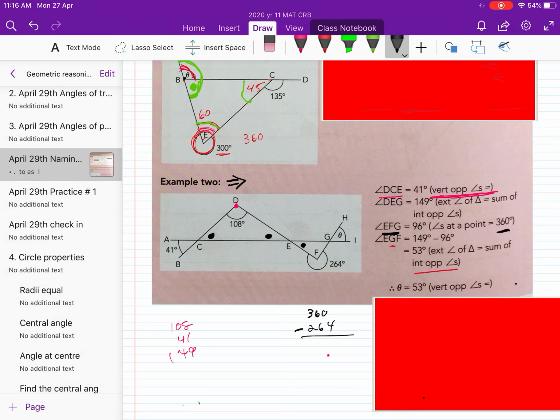So here I can do angles in a triangle add to 180. Then I can do vertically opposite angles to find that. Then I can get EFG to be 96. Then I can do that one again and do vertically opposite angles. It's a few more steps, but again, it can be done that way. So geometric reasoning is very flexible in the way that you do things, but you just have to do it in a procedural way, giving reasons for every step.